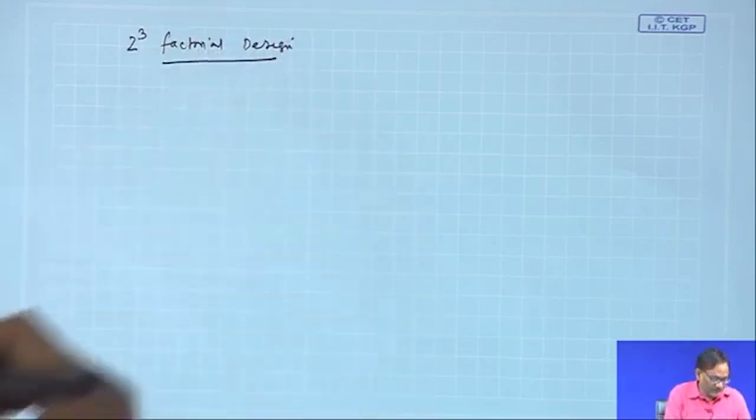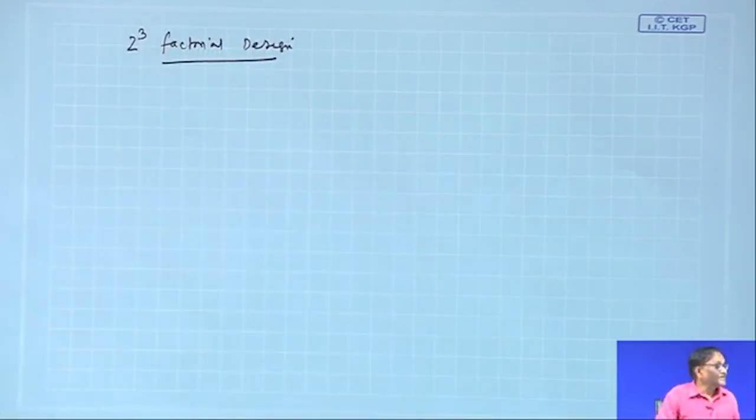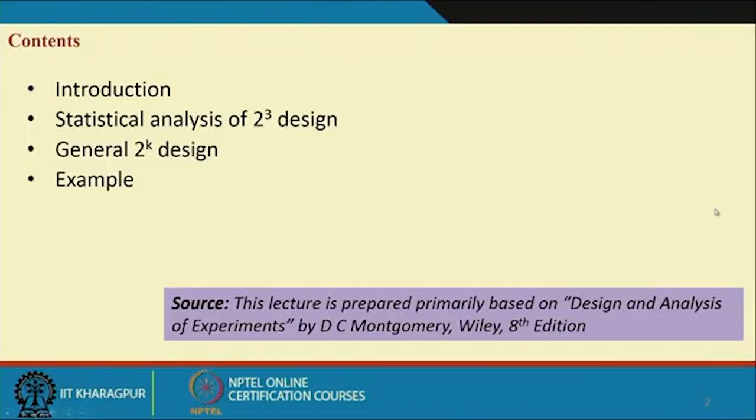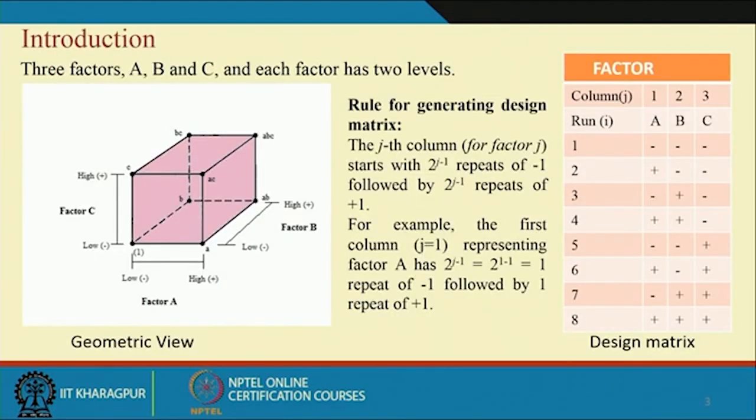Okay. So, in this class what we will see? We will see the statistical analysis of 2 to the power k design, then we will go for the 2 to the power k general design. And the lecture is prepared based on chapter 6 of Design and Analysis of Experiments written by D.C. Montgomery. You see, this is a very important slide.